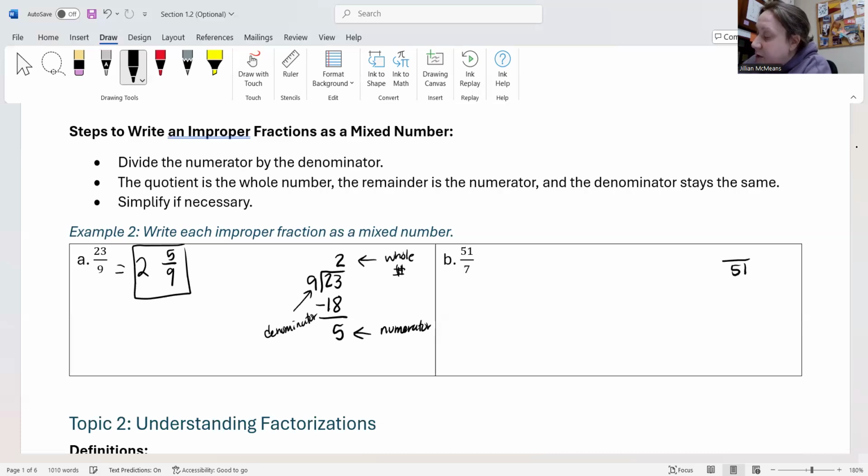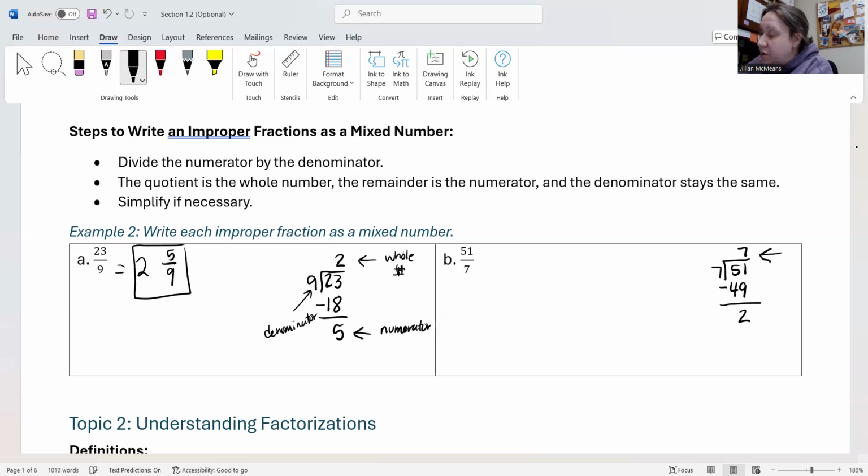So we're going to take 51 and divide it by 7. I know 7 times 7 is 49, and that's as close to 51 as I can get without going over 51. So I would say 7 goes into 51 7 times. I multiply 7 times 7 and subtract. 7 times 7 is 49, so I want to subtract 49, which just gives me 2.